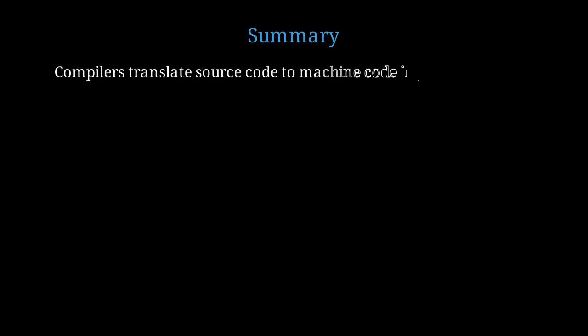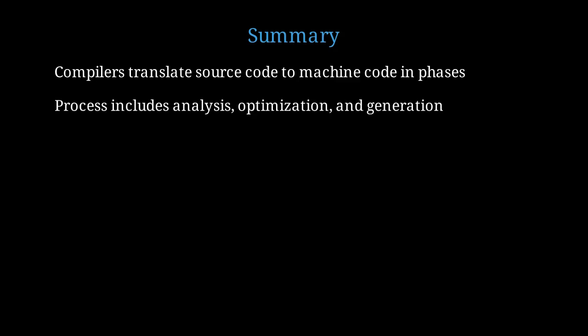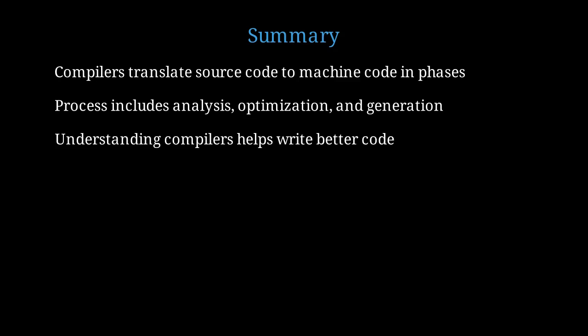Let's summarize how compilers work. Compilers are sophisticated programs that translate source code to machine code through multiple well-defined phases. The process includes analysis to understand the code, optimization to improve efficiency, and generation to produce machine instructions. Understanding how compilers work helps programmers write more efficient code and debug problems more effectively.